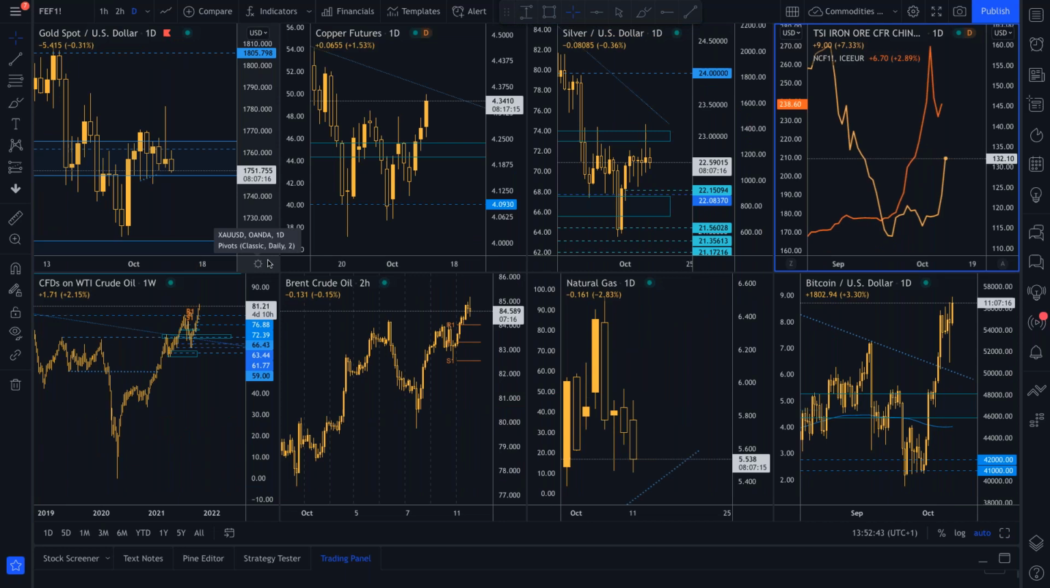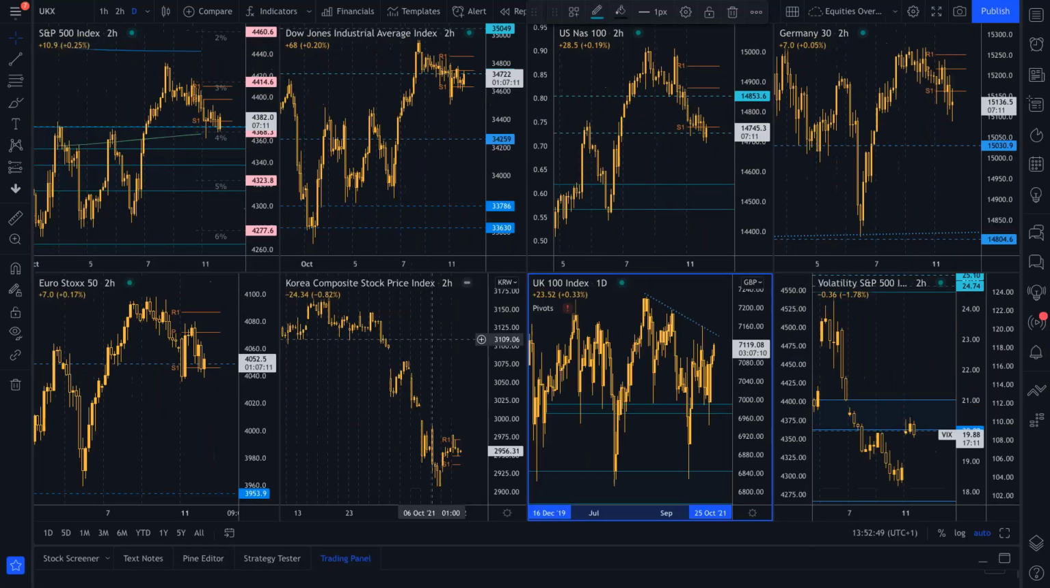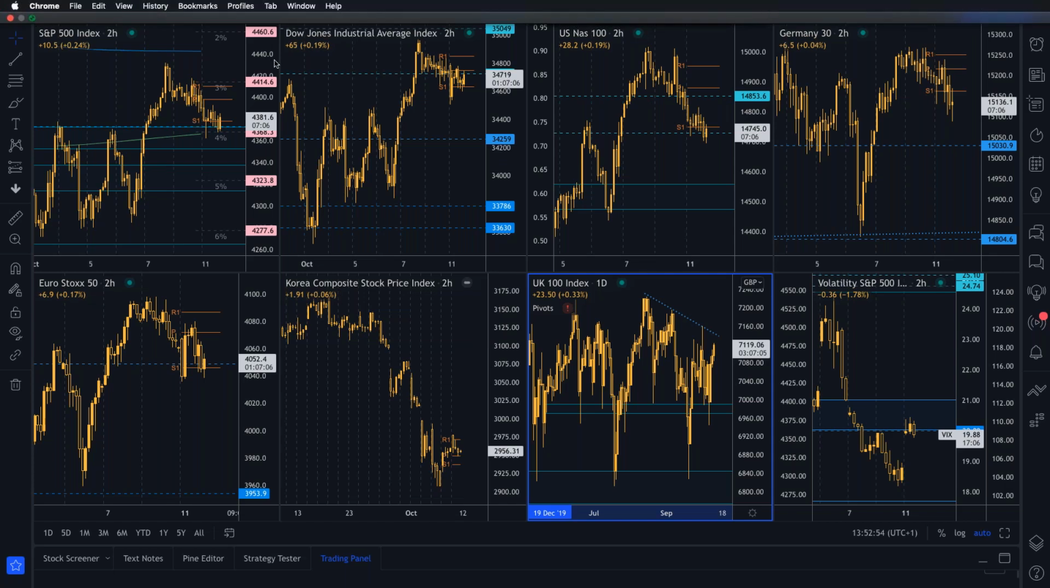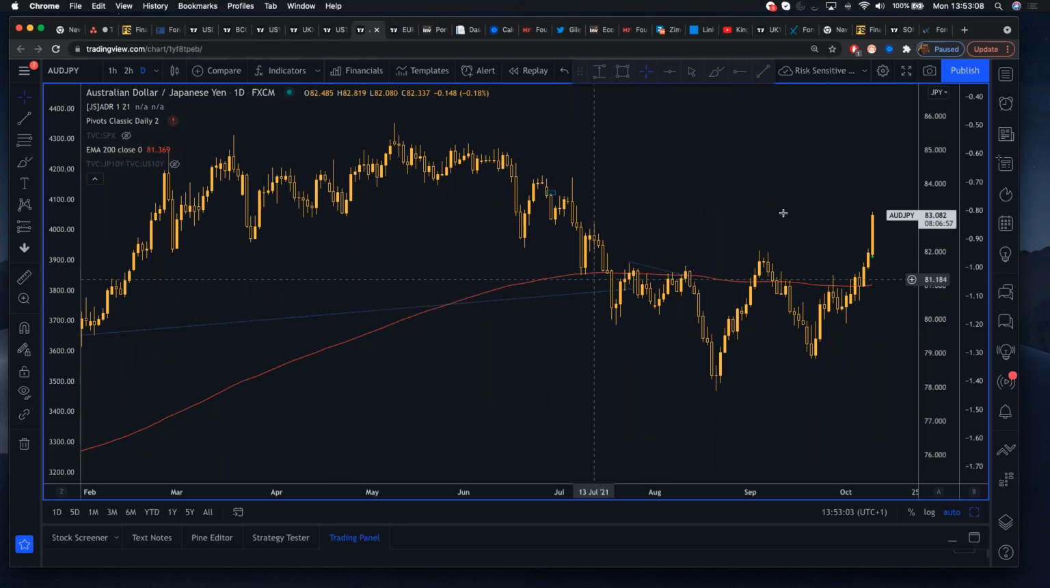Now today we've seen a lot of strong upside in the Aussie yen, which is kind of what you'd expect with those yen crosses being so weak. Now just have a look here. Look at that surge higher in the Aussie yen.